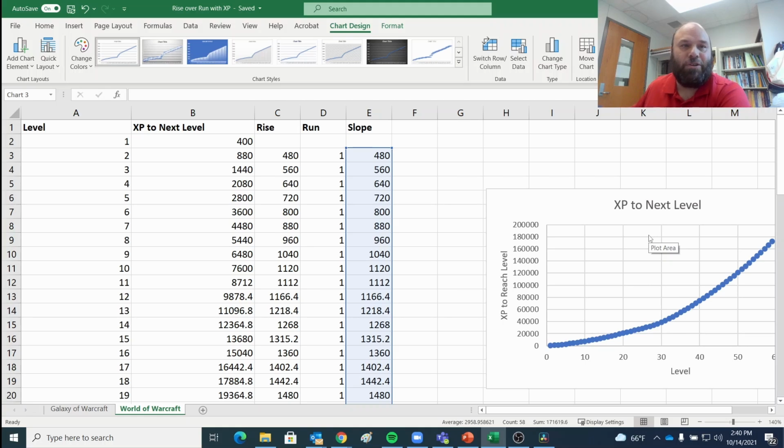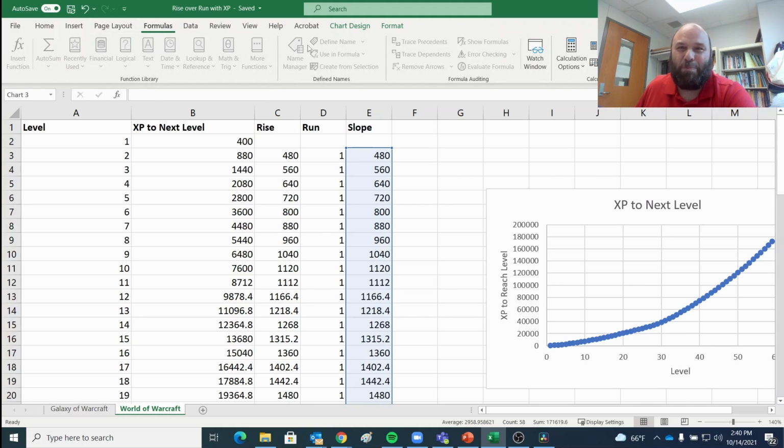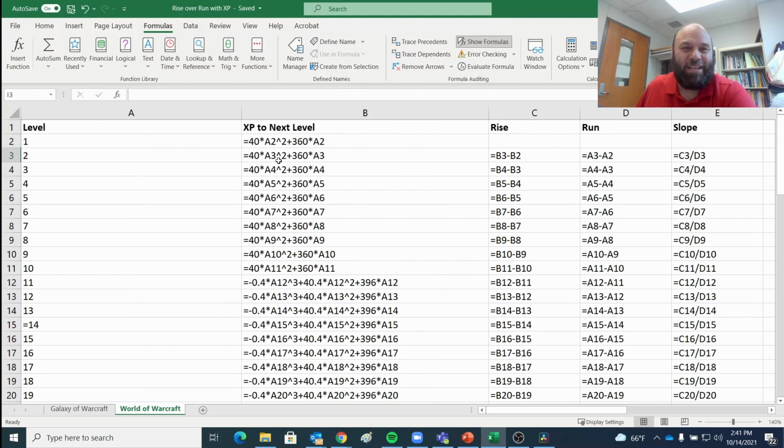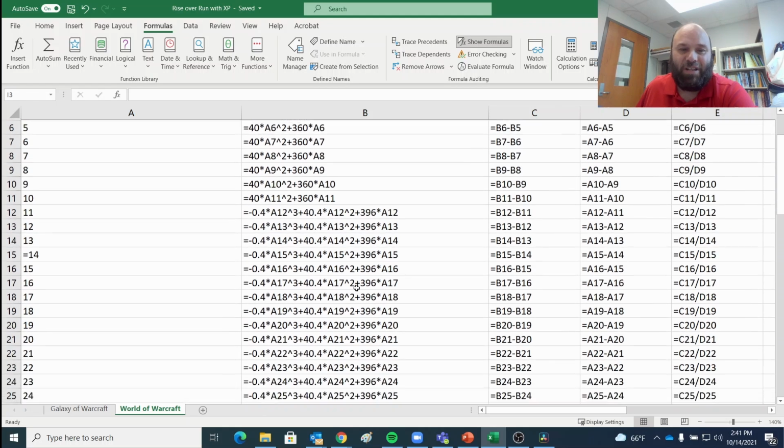Finally, there's one other thing I want to show you. What do the formulas look like for something that's nonlinear? Because in the next section, not in the next video, but in the next section, we're going to work on using data to get our formulas for y equals mx plus b. But if I click on the Show Formulas tab, take a look. These are World of Warcraft's own formulas. We've got 40 times the level squared plus 360 times the level. And that's the case up to level 11. Then when you get to level 11, it gets even more complicated. Negative 0.4 times the level cubed plus 40.4 times the level squared plus 396 times the level.